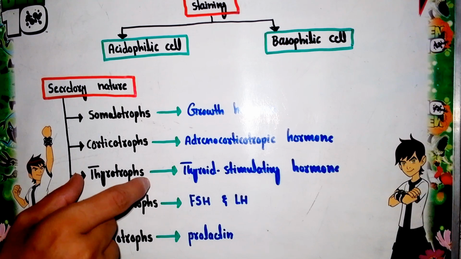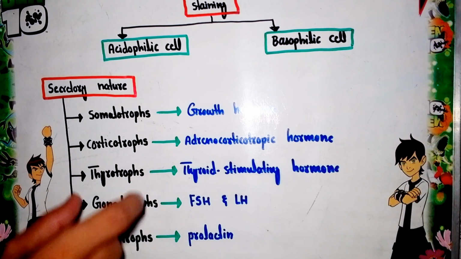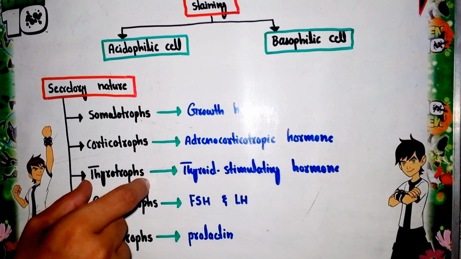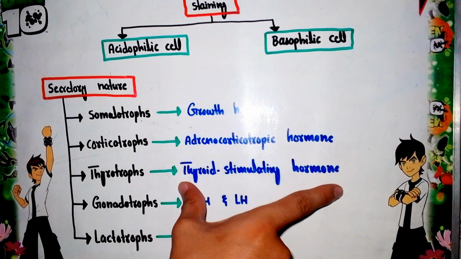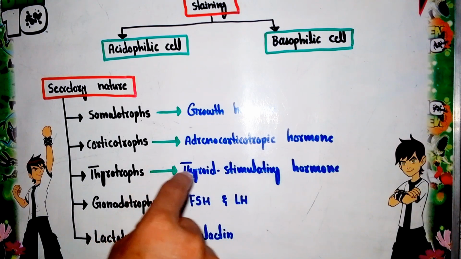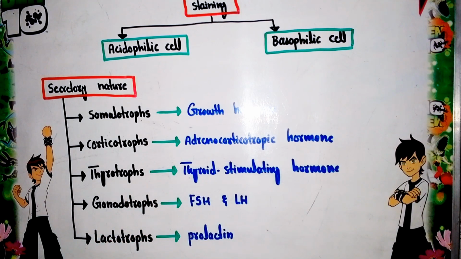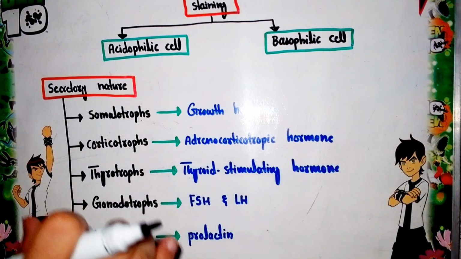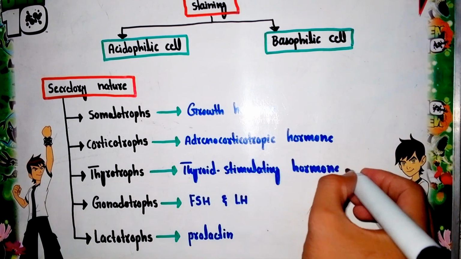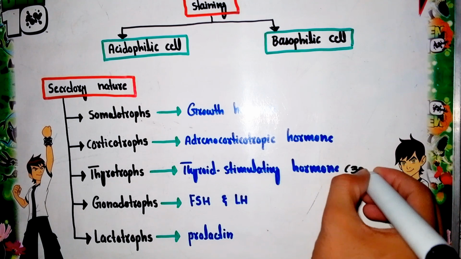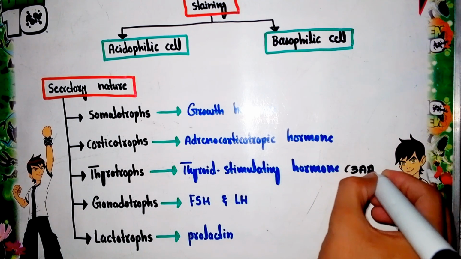The third is thyrotrophs. These cells are responsible for the production of TSH, which we call thyroid stimulating hormone, and this hormone is considered one of the smallest hormones in the human body. It's mainly composed of 3 amino acids.